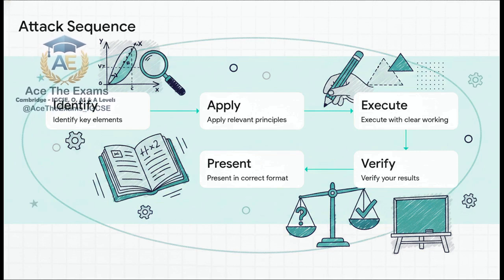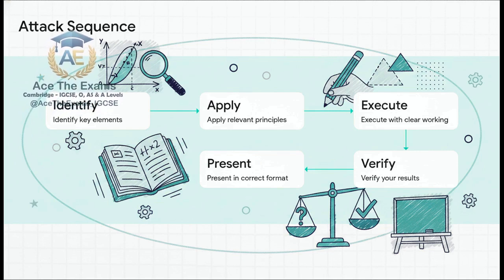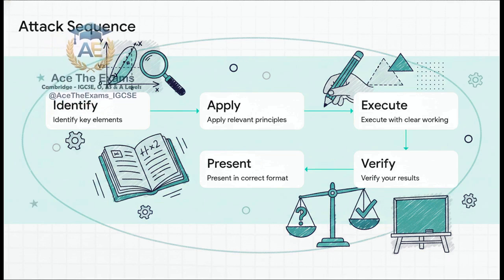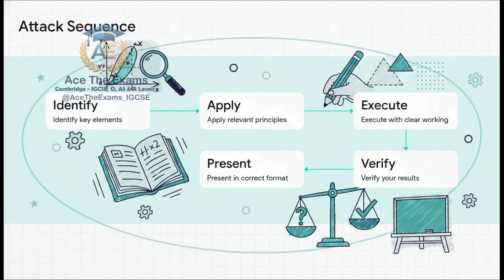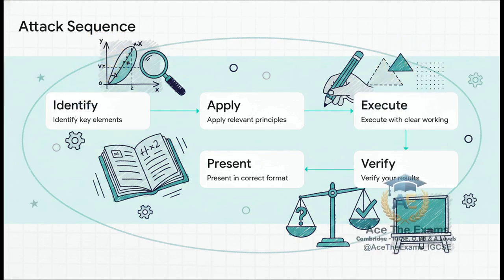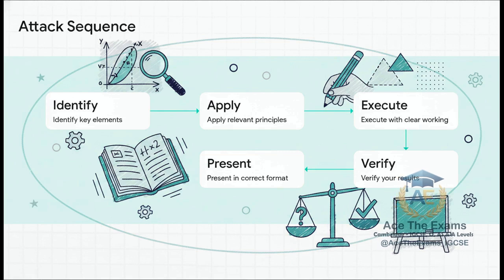Next, apply the relevant principles. If it's constant, you're using your SUVAT equations. If it's variable, you're using calculus. Then, you execute the analysis, but don't stop there. You must verify your results. If you get a negative velocity, pause and ask yourself if that makes sense. Usually yes, it just means the particle has experienced a change in direction. Memorize the sequence. Run it every time.